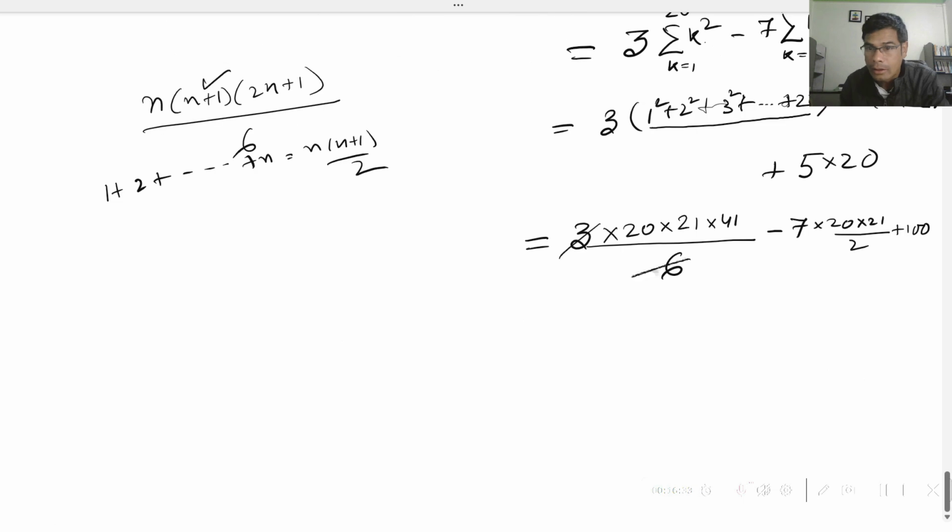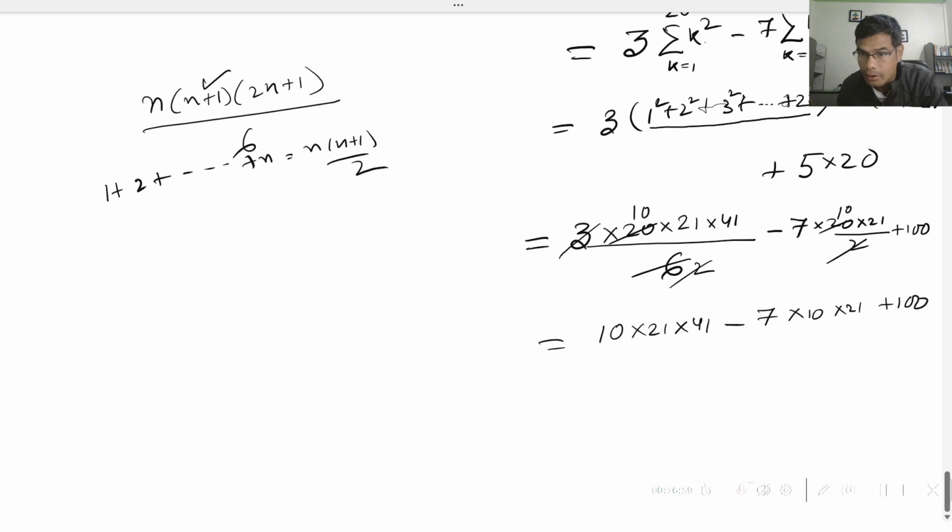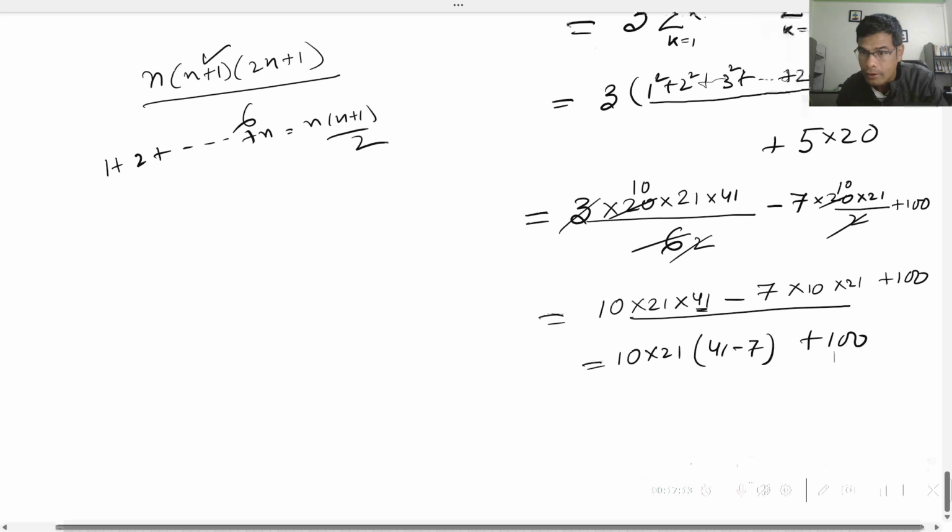So 3 and 6 cancel, it is 2, 2 and this. So this is 10. So which is equal to 10 into 21 into 41 minus, so again this 2 and 20 cancel, which is 7 into 10 into 21, so plus 100. So let us simplify this. Here we can see 10 into 21 is common. So what is left from here? 41 minus 7 and plus 100.